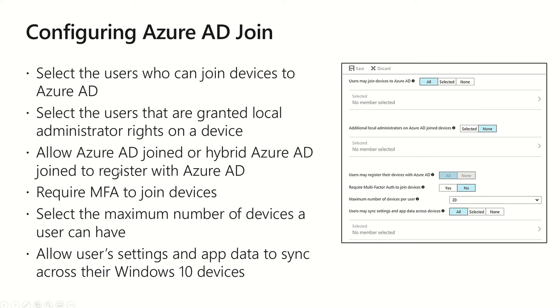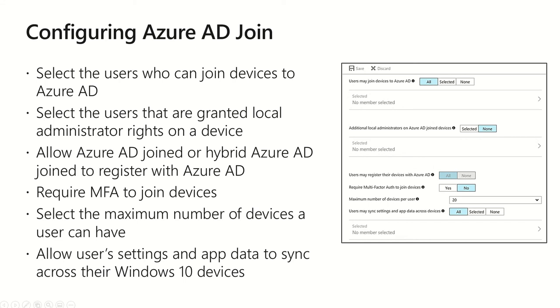The next one: users may register their devices with Azure AD. You need to configure the settings to allow devices to be registered with Azure AD. If you select none, devices are not allowed to register when they are not Azure AD joined or hybrid Azure AD joined. Enrollment with Intune or MDM for Office 365 requires registration. So if you have configured either of those services, all is selected and none is not available.